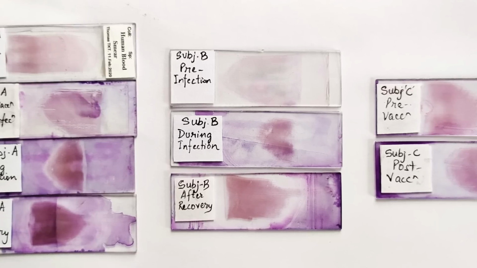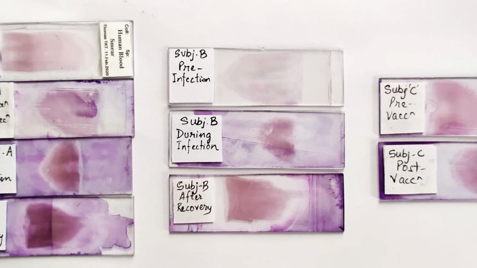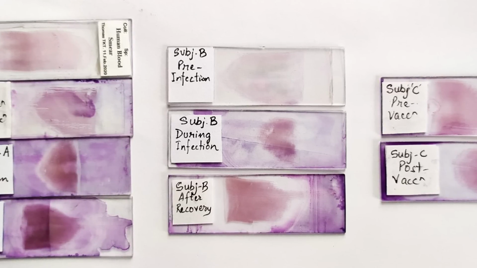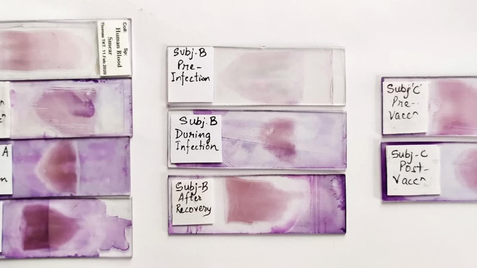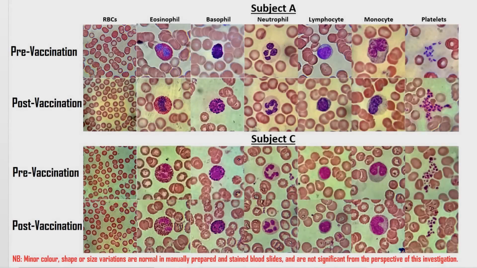After scanning hundreds of fields for hours, I prepared a collage of photomicrographs of the different blood cells to allow for a side-by-side comparison of individual cell types of all 3 subjects, pre- and post-vaccination, and also pre-, during, and post-infection. First off, here's a collage of photomicrographs showing side-by-side comparisons of pre- and post-vaccination samples collected from test subjects A and C. Test subject B, as already stated previously, has not been vaccinated yet and is therefore not included in the comparison.